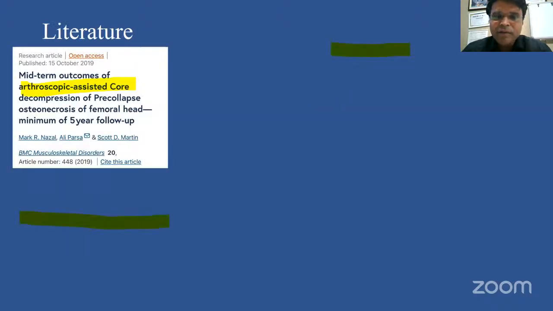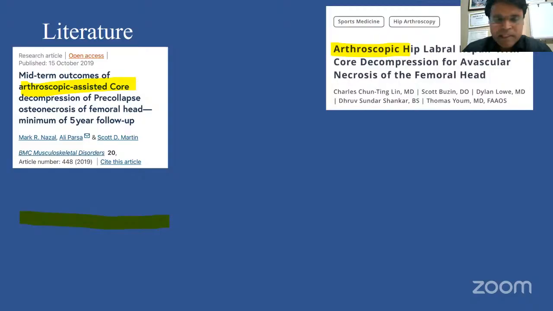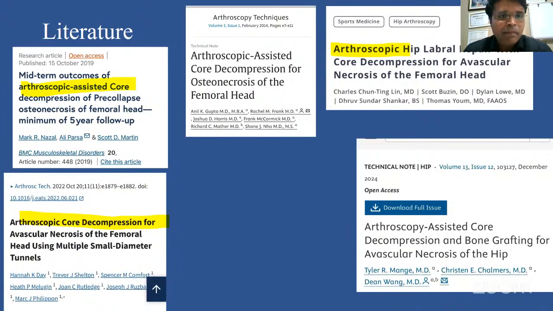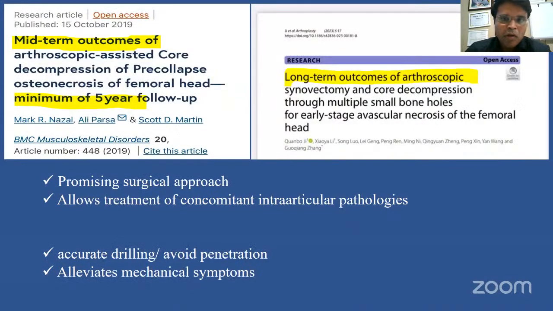There is scarce literature on arthroscopic assisted core decompression, but whatever is available suggests very good responses following arthroscopic assisted surgeries. There are multiple case reports and technical notes published, but probably these two papers, from 2020 and 2023, have the longest follow-up so far. One on the left has a 5-year follow-up, and one on the right has a long-term follow-up of 10 years. They both conclude that it is a promising surgical approach.